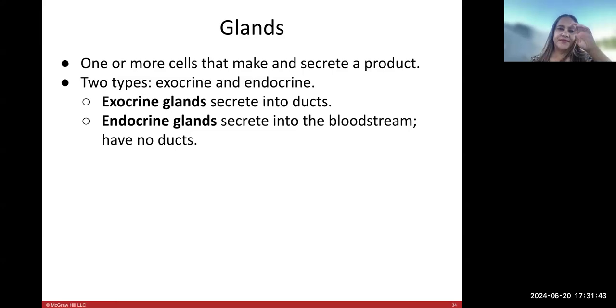So glands: one or more cells that make and secrete a product. There are two types. Exocrine glands secrete into ducts, which are little tubes that run the length of your blood vessels normally. And endocrine glands secrete into the bloodstream. They don't have ducts. They secrete straight into the bloodstream.